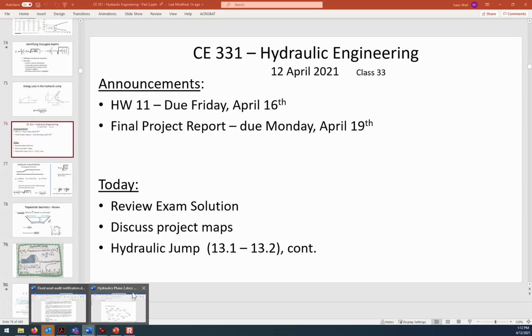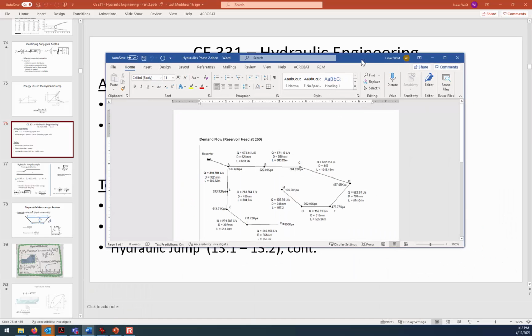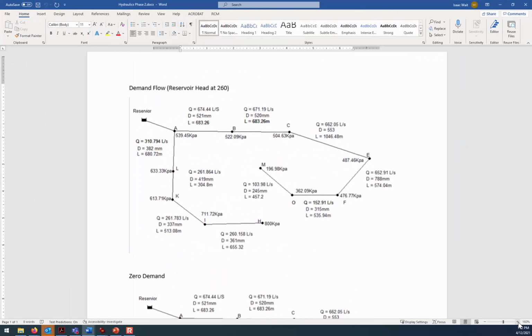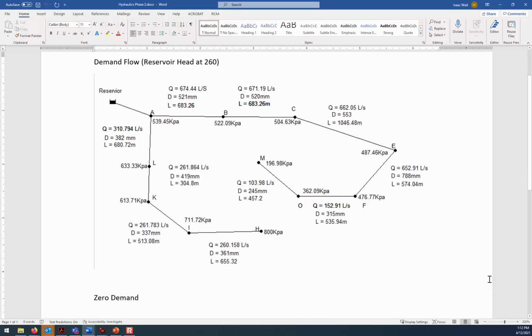And let me show you one of those annotated maps that looked pretty good. It's a student submission. Let me zoom in a little bit so that you can see that. So here's this student's network. And so you'll notice that each one of the pipes has a flow rate that's going through it that's annotated. It's got the diameter of the pipe. It's got the length of the pipe. Got the pressure at each junction.